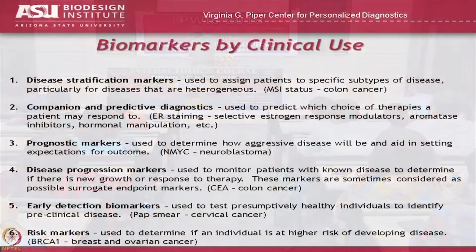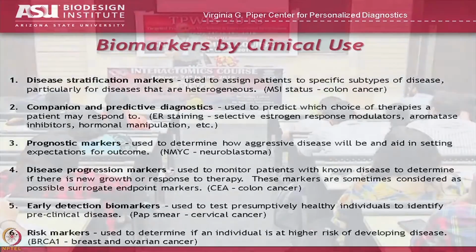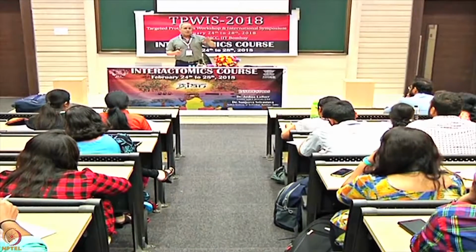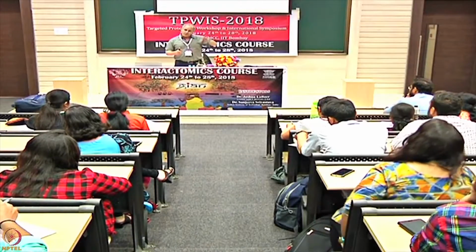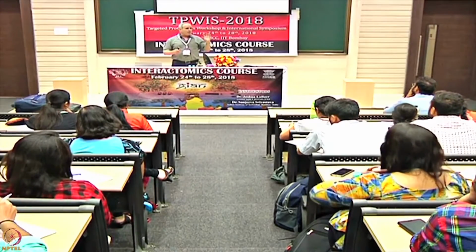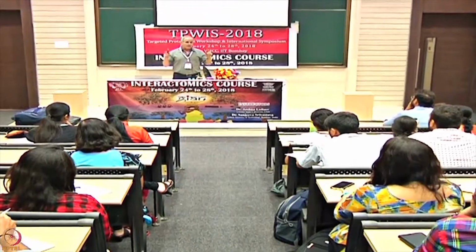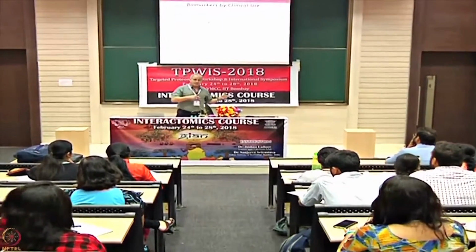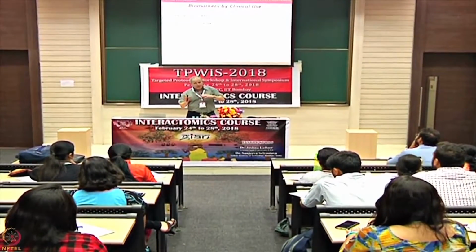Disease stratification, companion markers, prognostic markers, disease progression markers, those are all people who are already in your clinic and they're already sick. And your job is to use these markers to tell you something about the state of their illness. But an early detection marker, that's something that you give to a healthy person to see if they're sick. So it's a very different kind of marker.